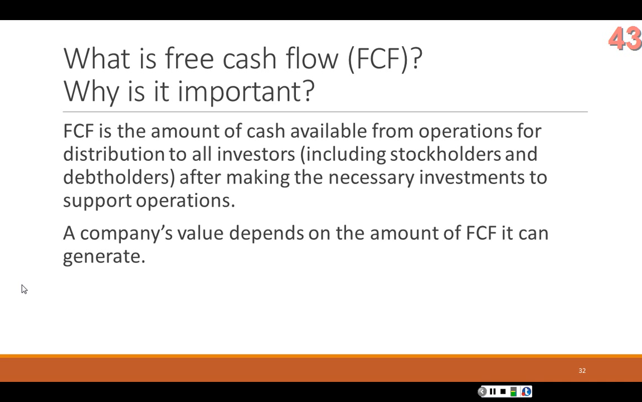There are some problems with free cash flow. There's not a regulatory standard for determining free cash flow. And companies can temporarily boost their free cash flow by stretching out payments, tightening payment collection policies, and depleting inventories.